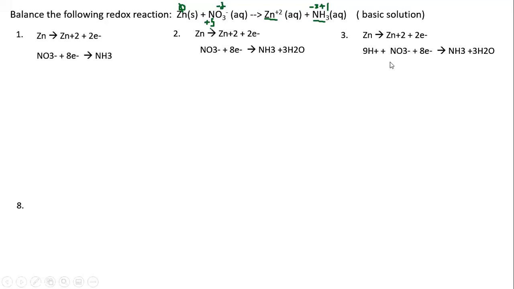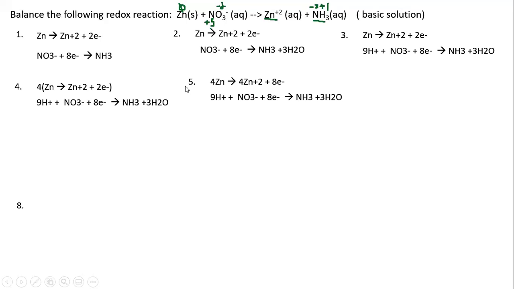So now we've balanced the hydrogen and the oxygen. Next, we need to balance the electrons. The oxidation half reaction has 2 electrons being lost, and the reduction half reaction is gaining 8 electrons. So we need to multiply the oxidation half reaction by 4 so that we get 8 electrons being lost. Now the next thing we need to do is add the 2 reactions together. When we add them together, the 8 electrons cancel out, and what we have left is this balanced equation.